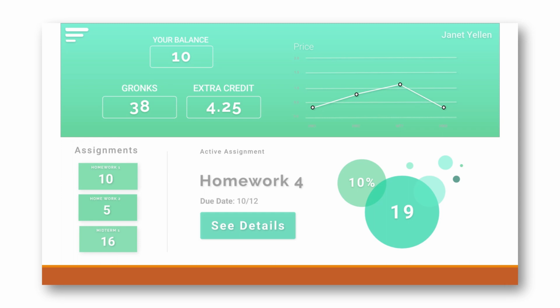And then she sees how much she spent on previous assignments. And then homework 4, that's the one that's coming up. And she knows that it's worth 10% of her grade, and that there are 19 points of extra credit available. So if she clicks on See Details, she'll be able to put in how much she wants to spend on this assignment. And remember, the extra credit's going to go away. Those 19 points are going to be put on homework 4.